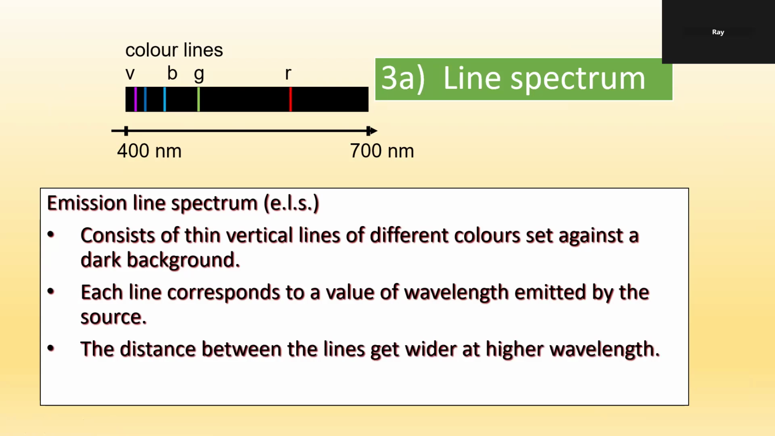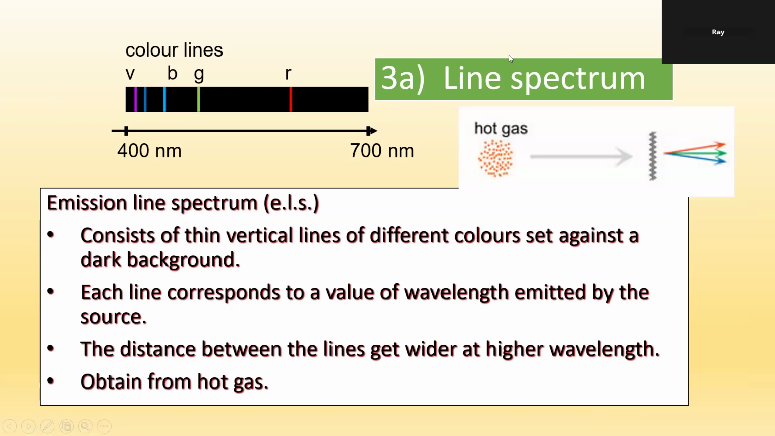Then if we observe, right, this is violet, that's red, longer wavelength, shorter wavelength. So this part is closer together, and the distance between the lines gets wider and wider at higher wavelength. At higher wavelength, they are far apart. Right? These are close together. It becomes wider and wider apart. Longer wavelength, wider apart. Obtained from hot gas. Okay. Hot gas passes through a diffraction grating, we see the line spectrum.